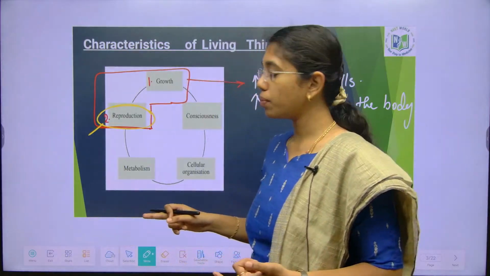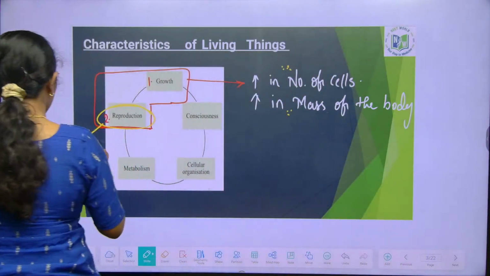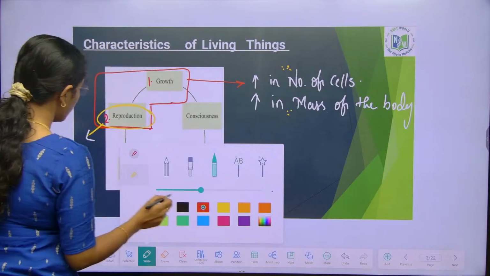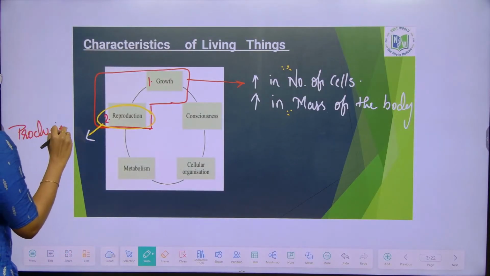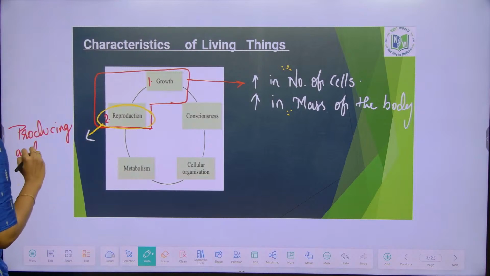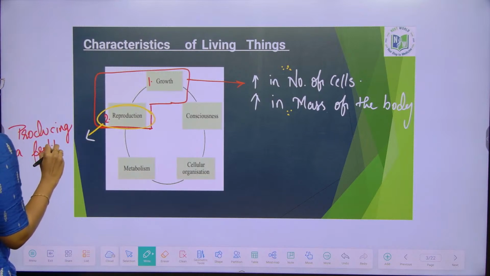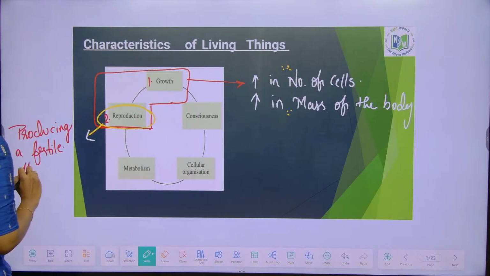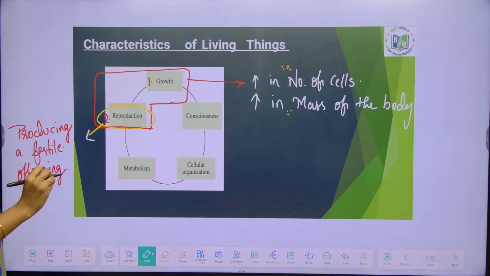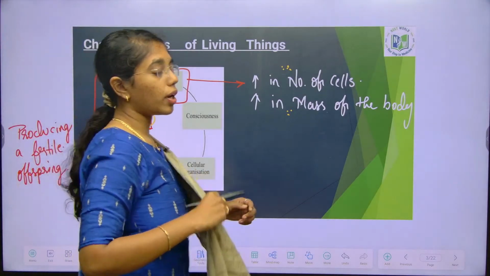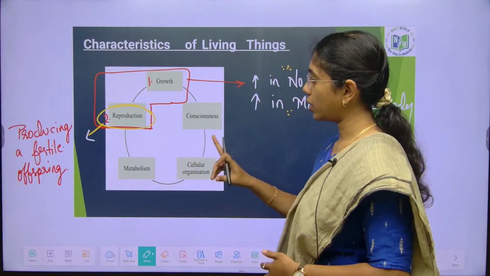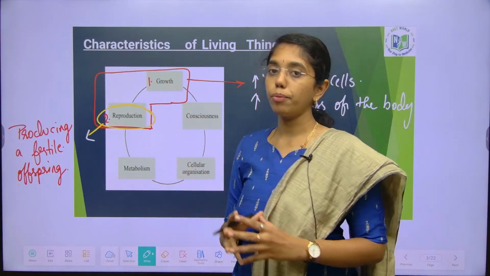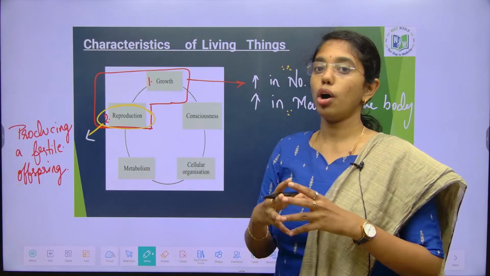Reproduction means what? Producing a fertile offspring. Producing a fertile offspring is known as reproduction. This is not observed in all the living organisms. So, growth and reproduction are both characteristic features of living.